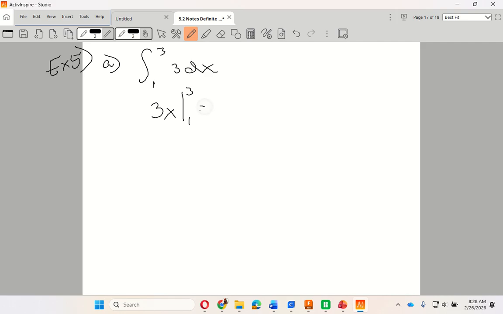Now we're going to evaluate this. So it's going to be 3 times 3. Okay, so it's top minus the bottom. So that's going to be 3 times 1. It's going to be 9, which is, so there we go, that's going to be 6. That's not too hard, right?